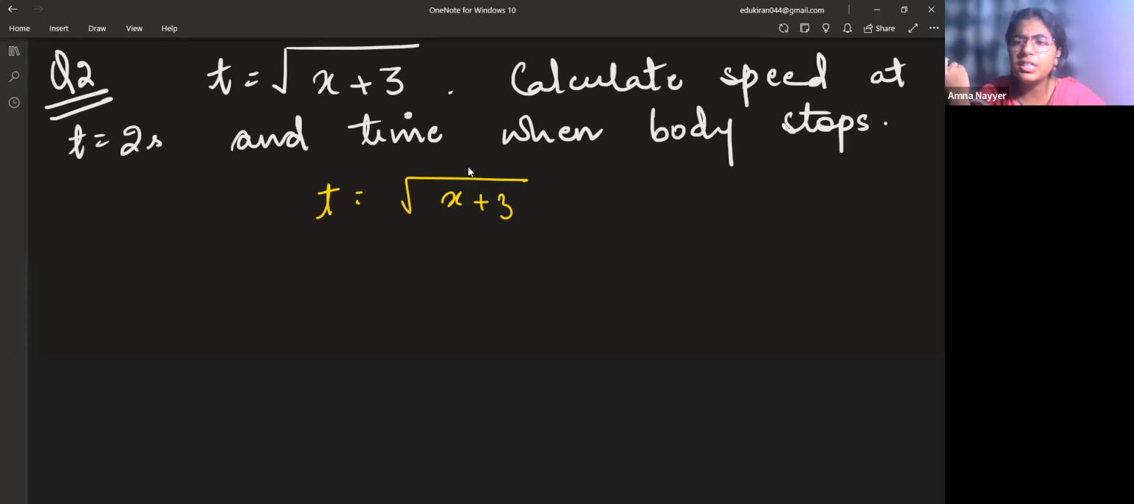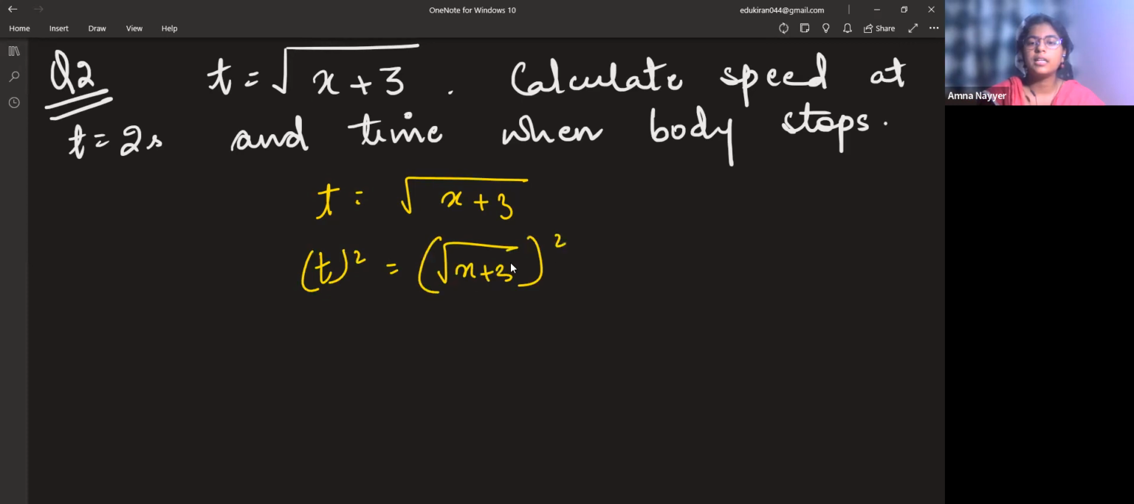We cannot differentiate time. Differentiation of time will not provide you any equation of speed. So what we do is square both the sides. So this root will at least get cancelled. This becomes t square is equal to x plus 3. Now the equation of x is t square minus 3. This is a relevant equation of position which you can differentiate further.